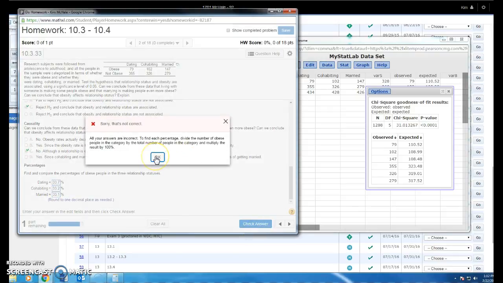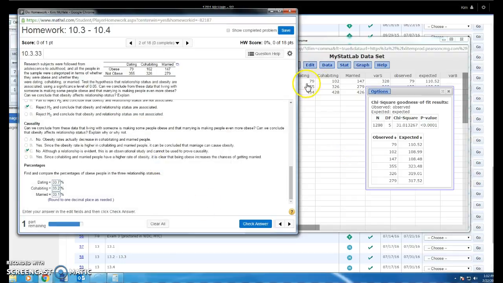Oh, all my answers are incorrect. Oh, they just wanted the obese people. I read that incorrectly. So I'm going to let you guys go do that. You're going to only use the obese numbers, not the totals. I hope this gets you through it. Let me know if you need more information on it.